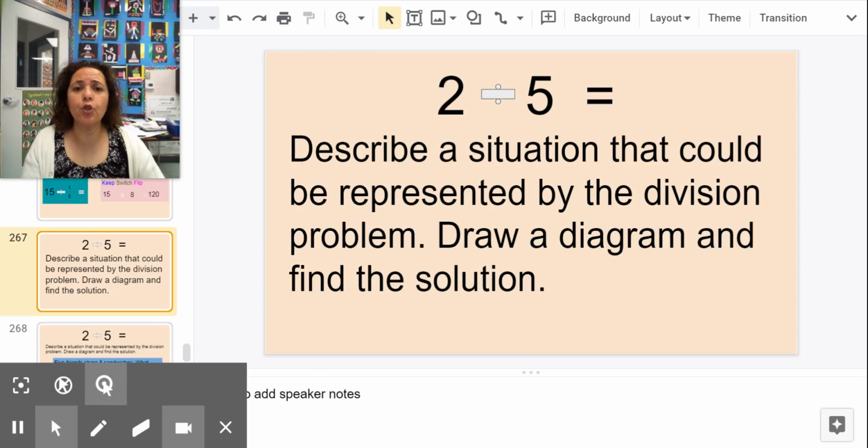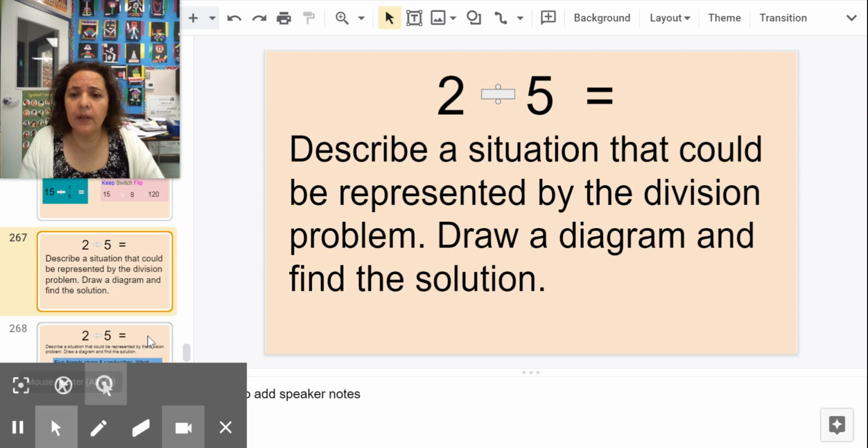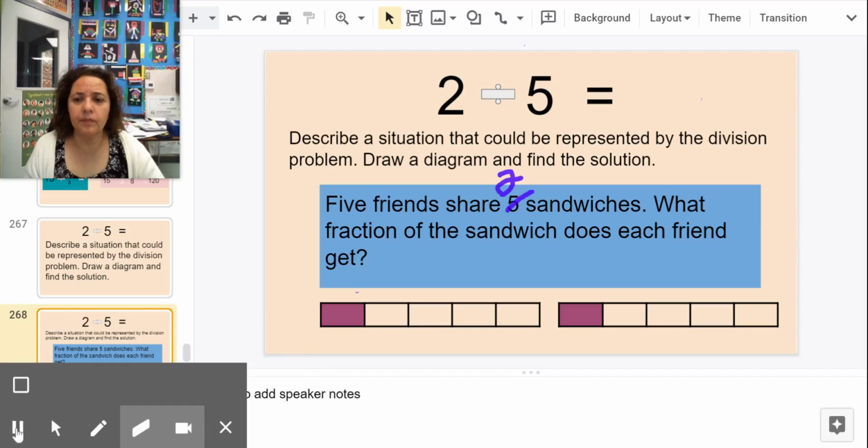Okay, so now we have 2 divided by 5. We're going to describe a situation that could be represented by the division problem, and we're going to draw a diagram to find the solution. Remember, normally the bigger number comes first, but now that we're in 5th grade, that's not always the case. So now we have 2 things divided by 5. So how can we do that? Well, let's take a look at the next slide.